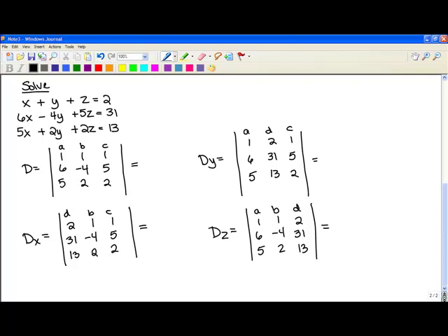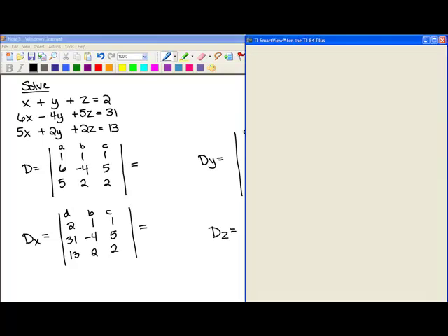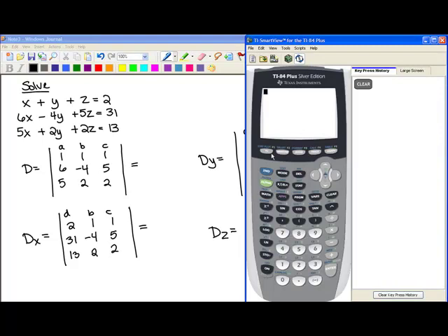Now for a 3x3 determinant, we'll use our calculators to figure out the result. So we'll need to enter in each determinant as a matrix. We'll press second, matrix, go to the right to edit, and I'm going to enter in the determinants in matrix A. These are 3x3, so I'll type in the determinant now.